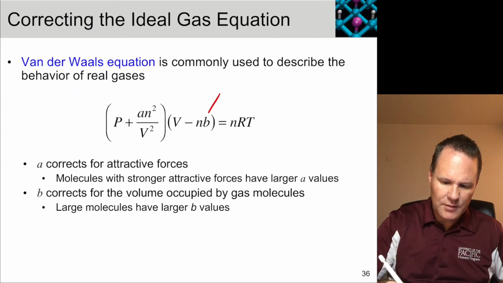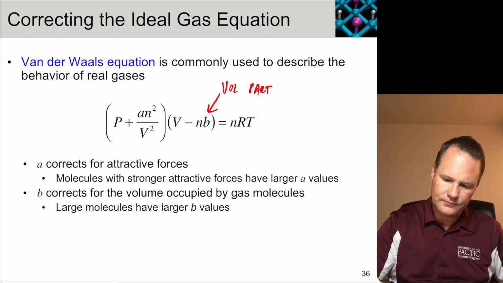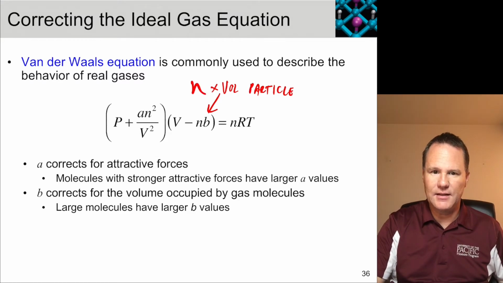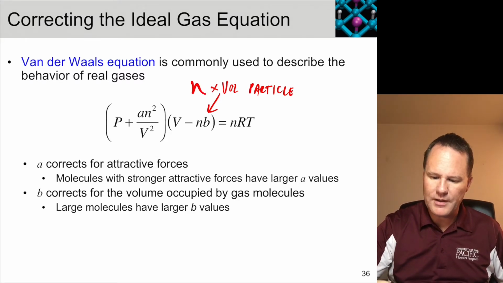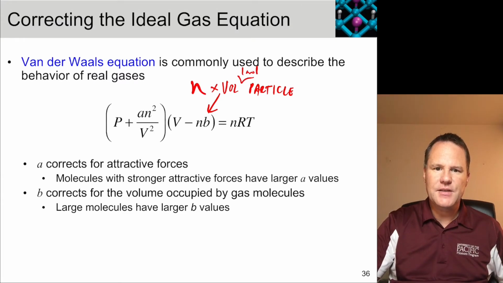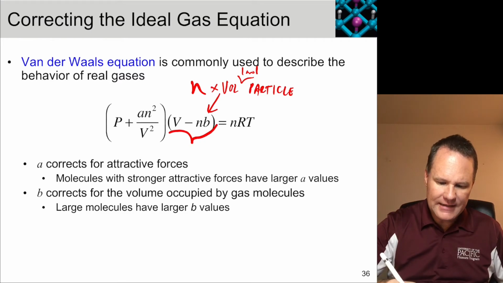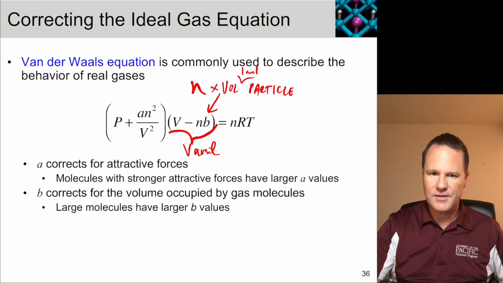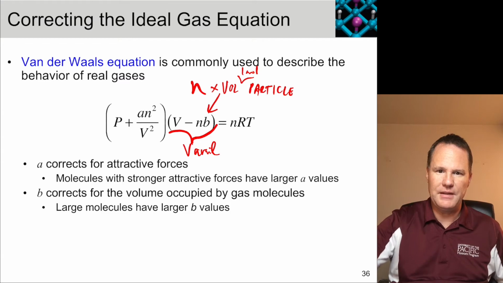So the volume of an individual particle times how many particles you have, and that is the number of moles, right? Okay, not one particle, 1 mole of particles, whatever. And then you simply subtract this from the total volume of the container, and this would represent the available volume for the particles to go around, right? So this is a very simple correction to the PV equals nRT.